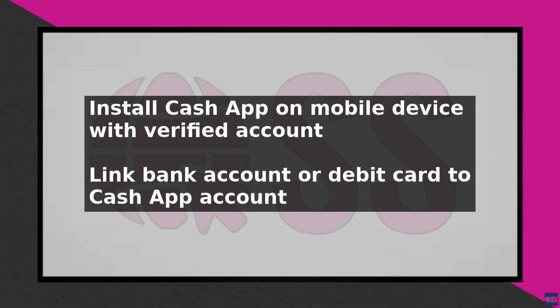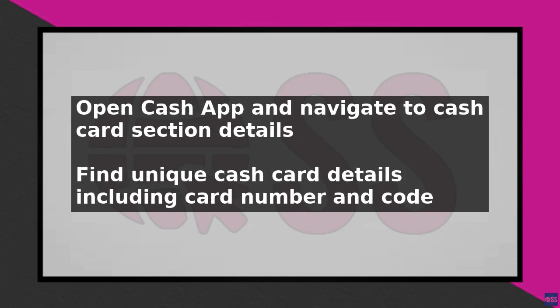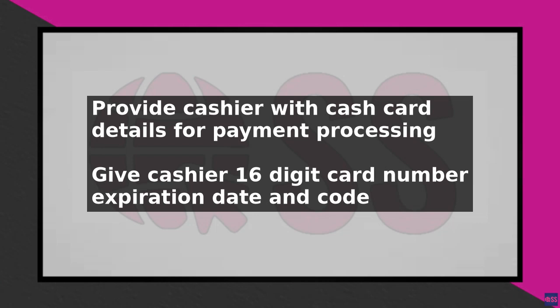When you are ready to make a purchase at McDonald's, let the cashier know that you would like to pay using a debit card. They will then prompt you to swipe or insert your card. But since you are using the Cash App, you will need to provide the cashier with the Cash Card details. Provide the cashier with the 16-digit Cash Card number, the expiration date, and the security code. They will then process the payment as they would with any other debit card.